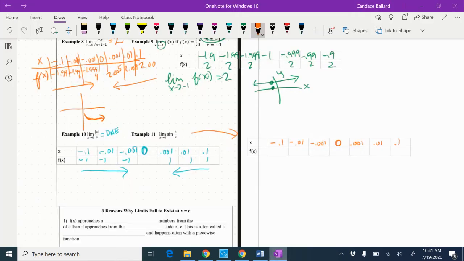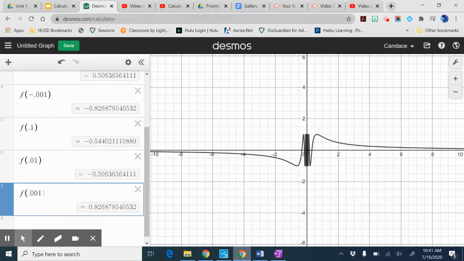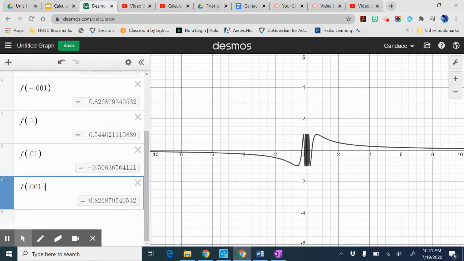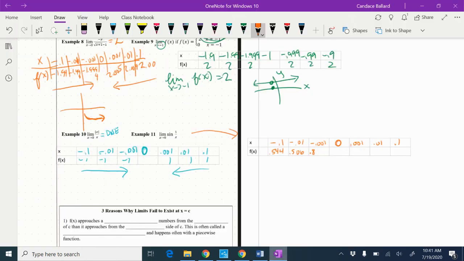All right, so let's go ahead and record what I got there. So I've got 0.54, and I'm just going to go 3 decimal places, 4.506, and then it went 0.8. It went negative, actually. Did it go negative? I can't remember. It did go negative 0.826. Okay. Negative 0.826. And then from this direction, it went negative 0.5.